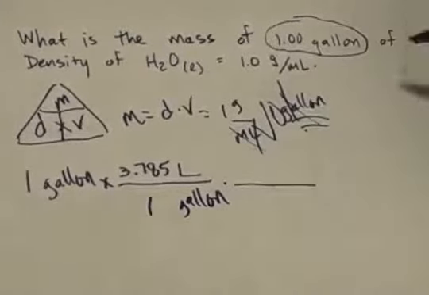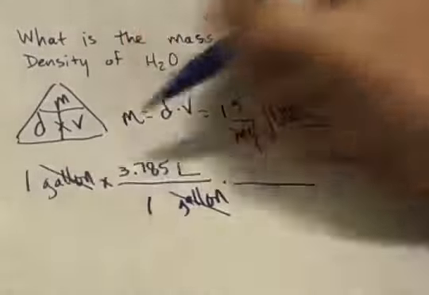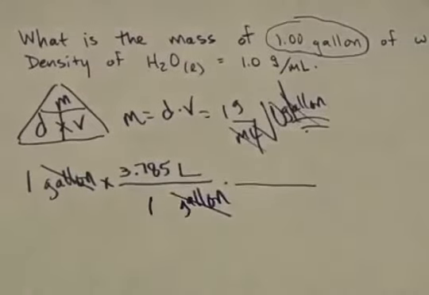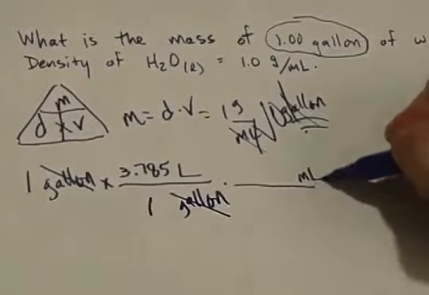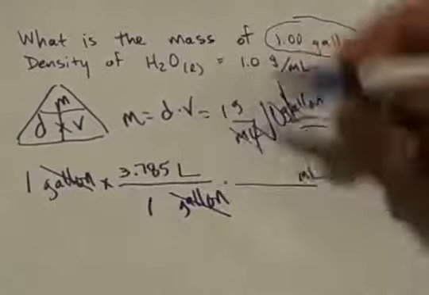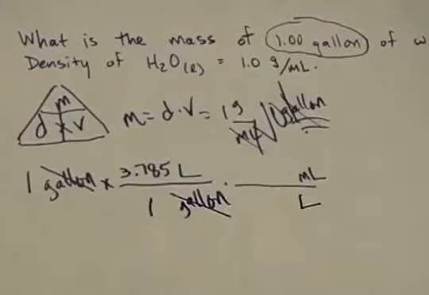So put another multiply sign and another line. Notice your gallons cancel with your gallons, and now put your units in first. Don't put numbers in, put units in. The units that we desire or want to have are milliliters, so put those on the top, and then take the units that we have and put them on the bottom, liters.